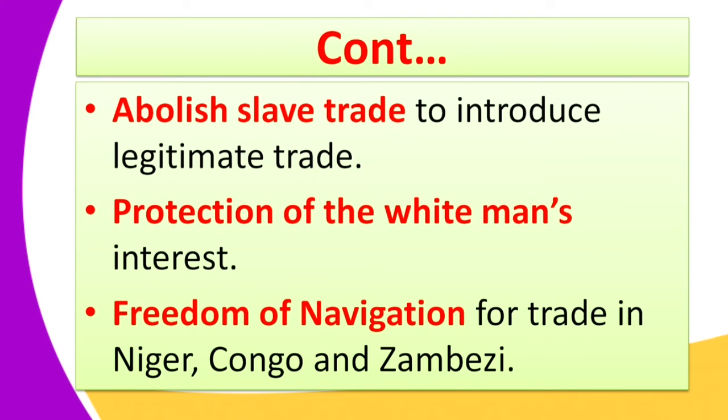Another term is the freedom of navigation and trade on the Niger, Congo, and Zambezi. The powers agreed that the basins of the River Congo, the Niger and the Zambezi, as well as their tributaries, would be open for free trade. These areas were declared as freedom of navigation. Each country would be able to navigate this area for the purpose of trade.